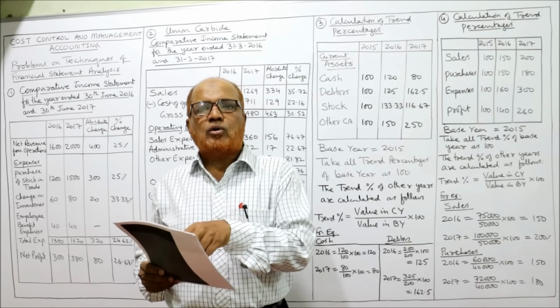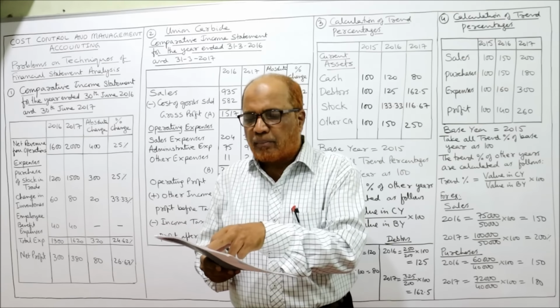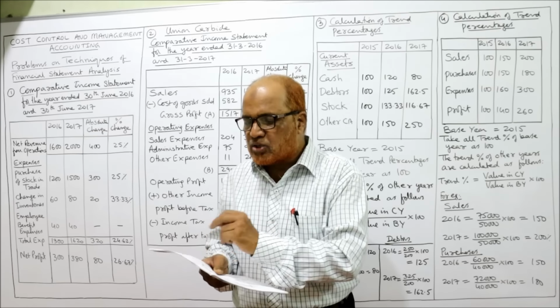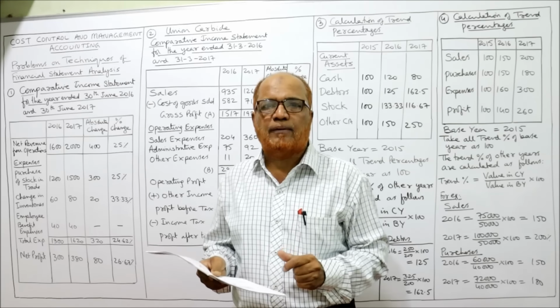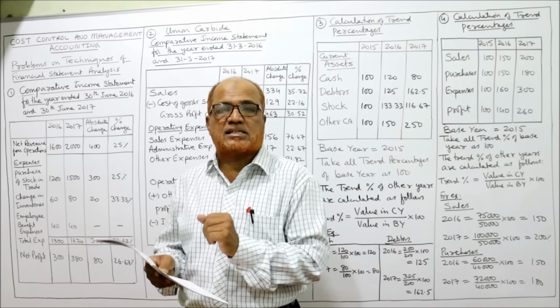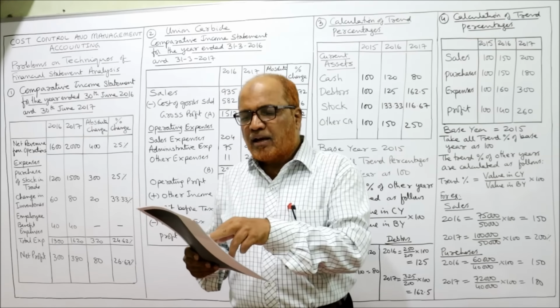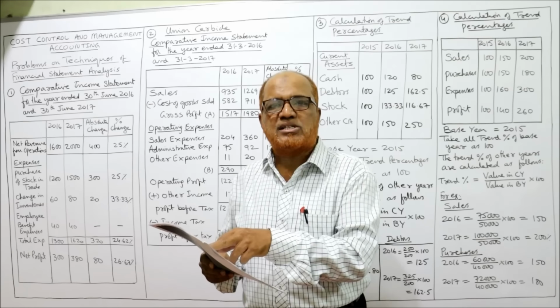Now here we are required to prepare a comparative income statement. The 2 years given in the problem are 31st March 2017 and 31st March 2016. So first we'll take 16, then we'll take 17. In the problem it is given first 17, then 16. We reverse it, first 16, then 17. Income we are given: net revenue from operations. It is nothing but sales.